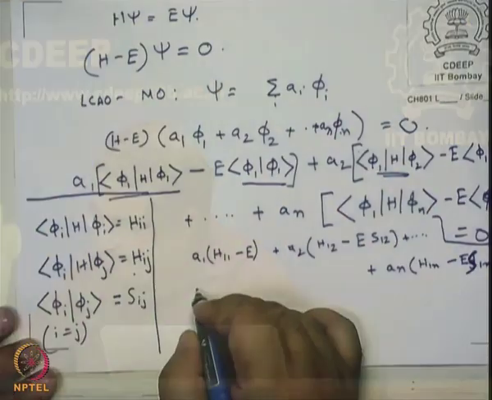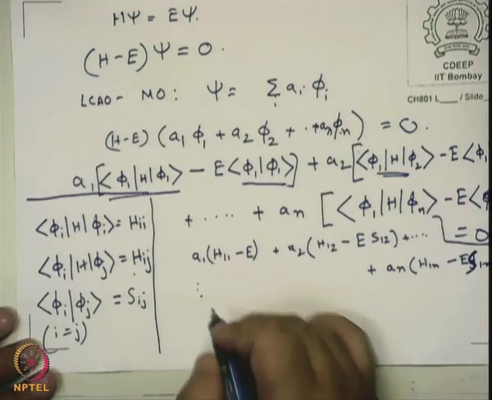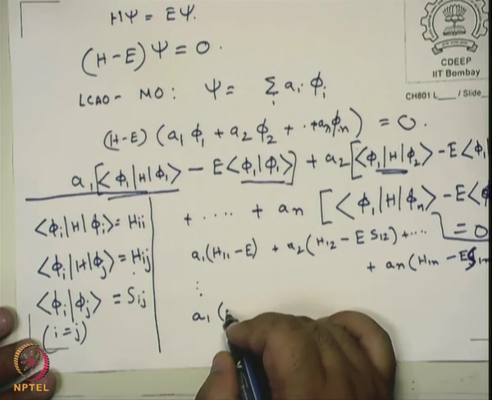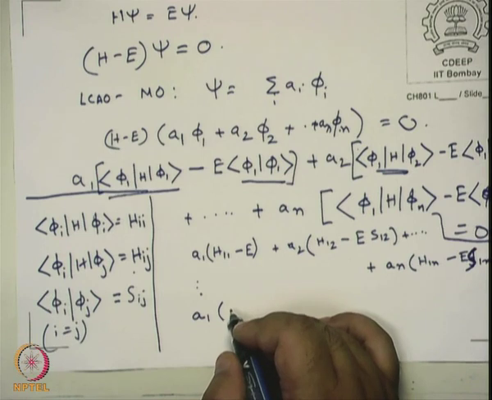I will have left multiplied by phi 1 and integrated over all space. So, I can do that for phi 2, phi 3, phi 4, phi 5, and so on and so forth up to phi n. So, when I do that, what do I get? I get a system of equations, and in each one, let me just write the general term here. I will get A1 multiplied by, what will this be? I am left multiplying by the ith wave function phi I.